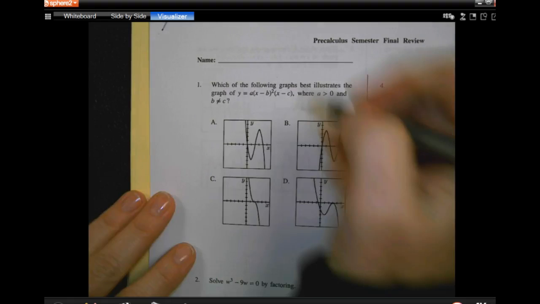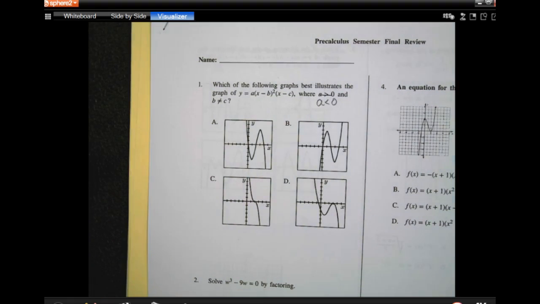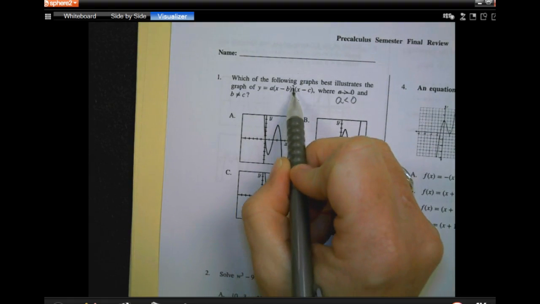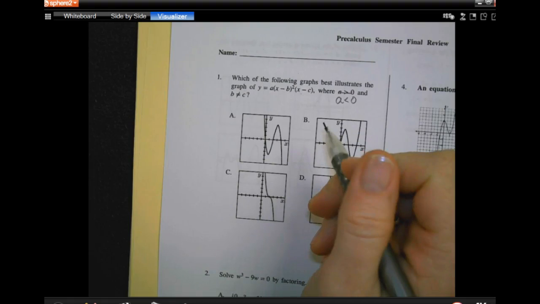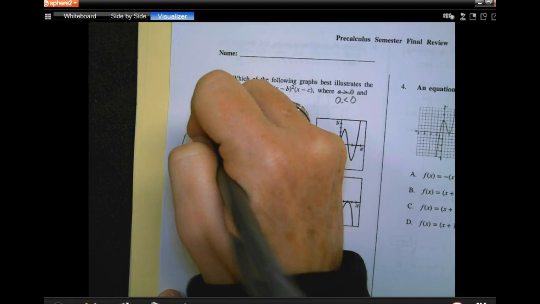So we change this one to a is less than 0. So the very first thing I'm going to look at when I look at this: how many x's do I have? I have 2 here and 1 more, so that's 3, right? So if it's x to the third, the end behavior is this and this.